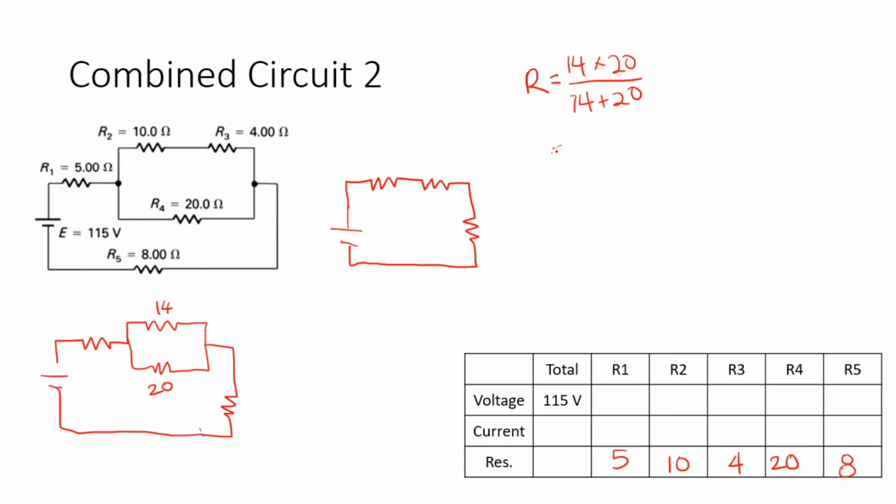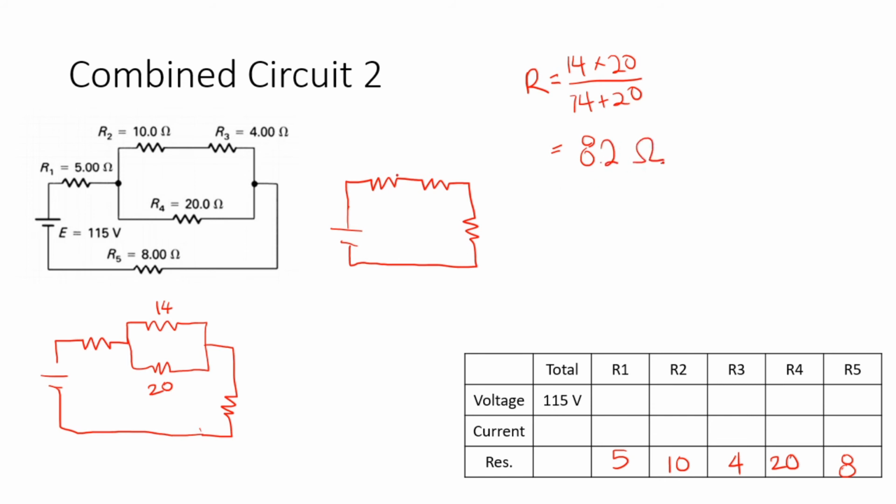Okay, oops, it's very ugly. So we're going to get, hold on, I've got to get another piece of paper here. I'm looking at the wrong page again. Okay, R is equal to 14 times 20 divided by 14 plus 20, and you should get about 8.2.